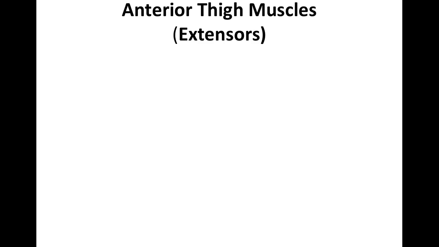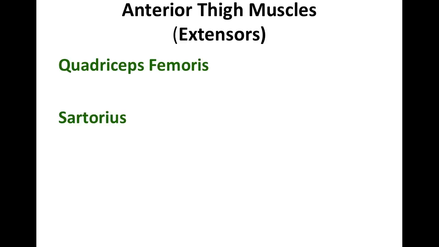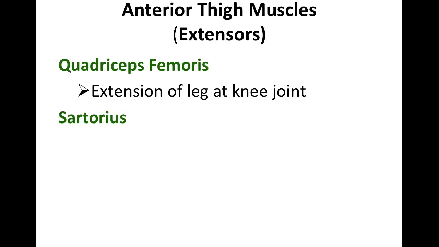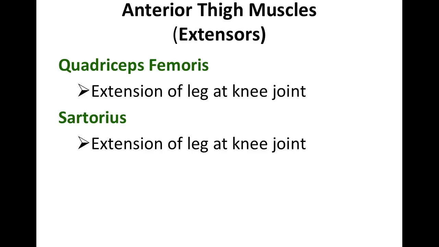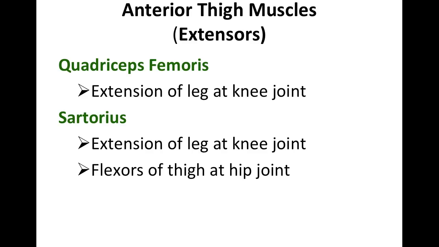So in order to summarize everything, anterior thigh muscles are also known as extensors. Anterior thigh muscles consist of quadriceps femoris and sartorius. Quadriceps femoris causes extension of the leg at the knee joint, while sartorius causes flexion of the leg at the knee joint and flexion of the thigh at the hip joint.